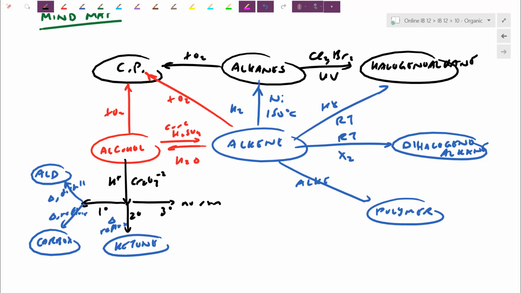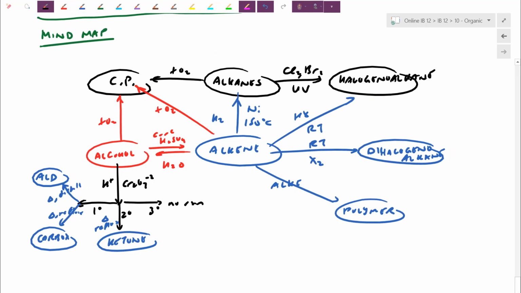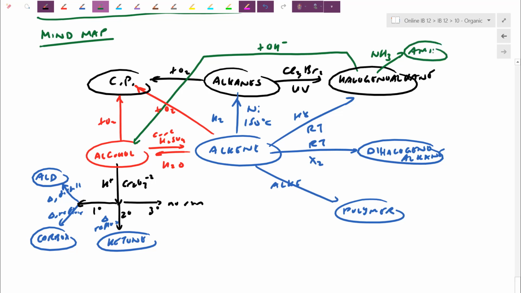We then switched over to our alkyl halides for substitution reactions. If I have a nucleophile of OH minus, the OH minus can replace that. That just happens at room temperature. I can react with ammonia or amine functionality to end up forming an amine. I can react it with cyanide, so end up forming a nitrile.